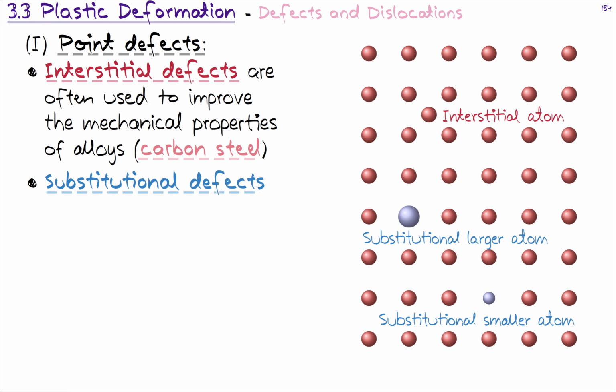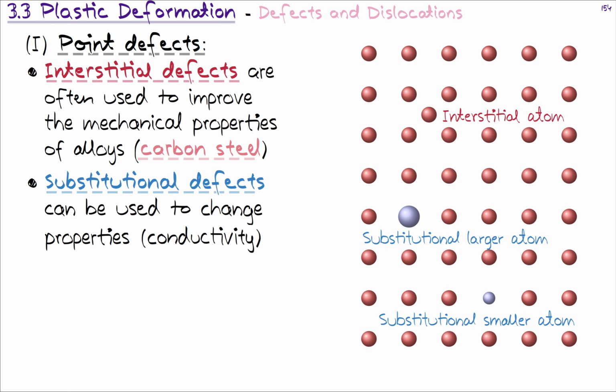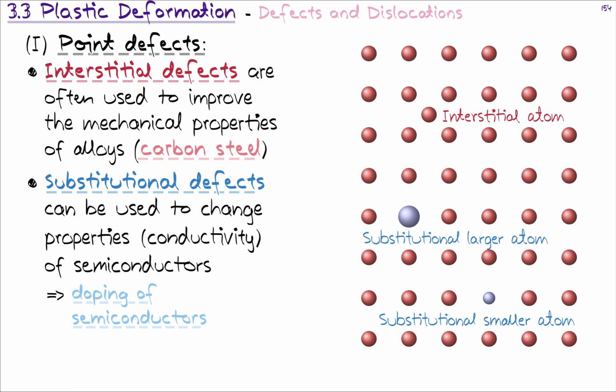We may also have substitutional defects, and these can be used to change the properties of materials. Especially, I'm thinking of doping of semiconductors, where I could change the conductivity of my semiconductor by just changing the amount of substitutional defects. So essentially, I'm introducing dopants into the semiconductor intentionally, and that will change the conductivity of the semiconductor, and that will also change the type.